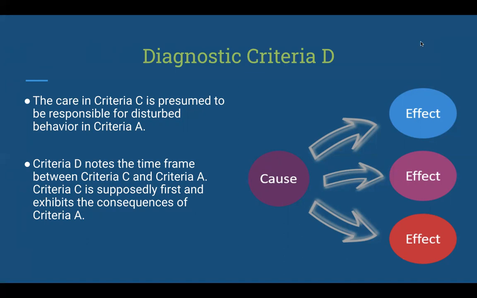Criteria D notes the time frame between criteria C and criteria A. Criteria C comes first and exhibits the consequences of criteria A. So, as this slide depicts, we have the cause and the multiple effects that can stem from this cause.